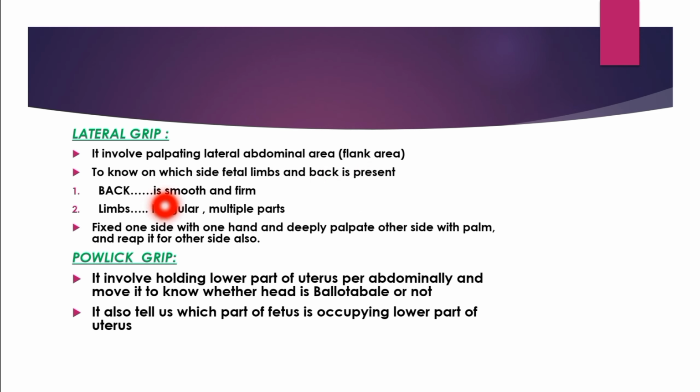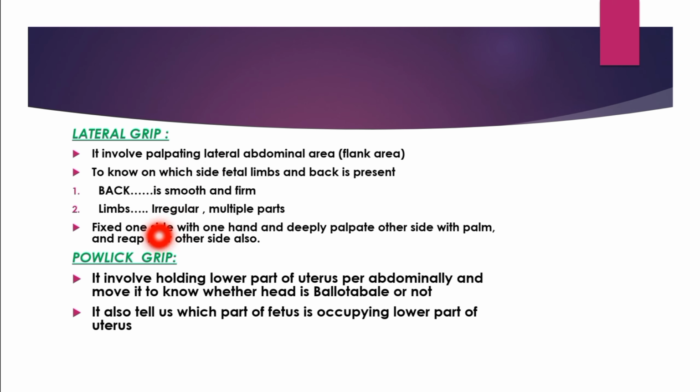If you feel a smooth and firm outline, it indicates the back of the fetus. But if you feel irregular and multiple parts, it indicates that the limbs are present on that side of the abdomen. So the lateral grip tells us on which side the limbs are present and on which side the back is present.